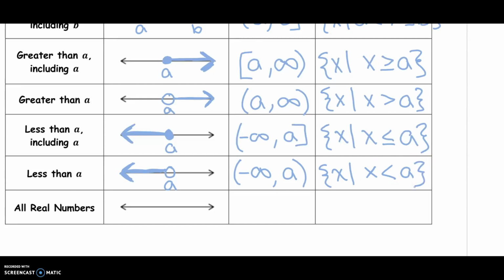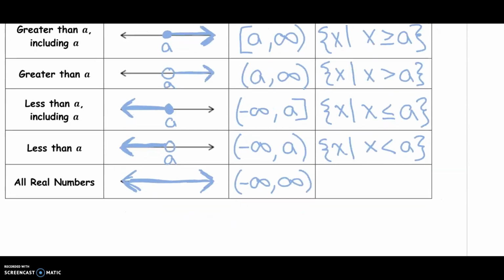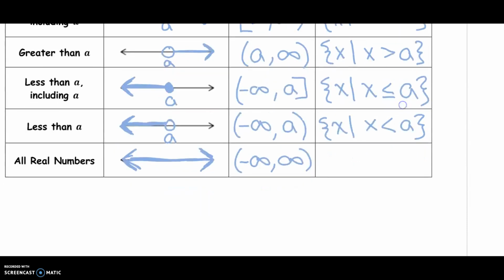All right, and the last one that we're going to talk about is what if we wanted to represent every single number on the number line? The way that we could do that using interval notation is to say negative infinity, the smallest number, all the way up to positive infinity. Okay, and we use parentheses for both of those. All right, and we don't really have a way of writing this with set notation. What we're going to do is just write all real numbers. And there is a symbol that looks like an R with a double line, and that's what it means, all real numbers.